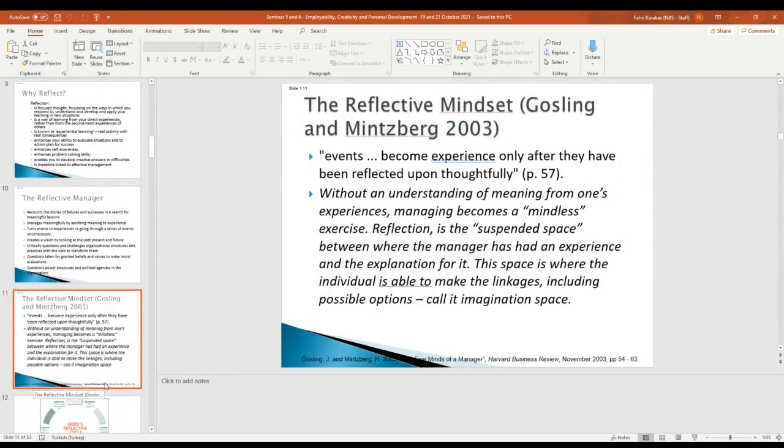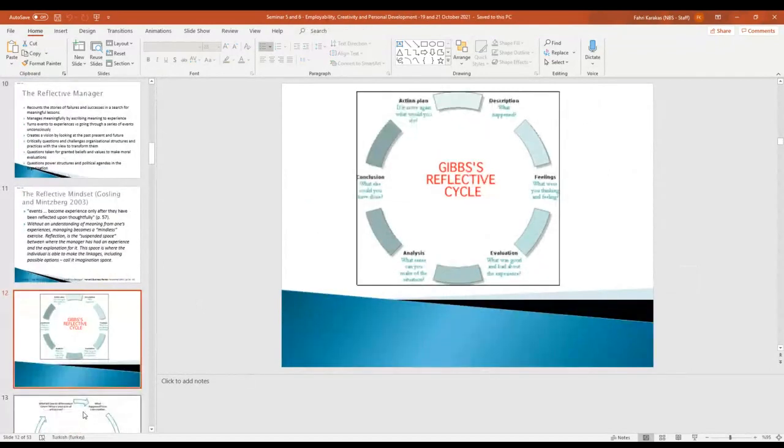Mintzberg and Gosling say, without an understanding of meaning from one's experiences, managing becomes a mindless exercise. So reflection is the suspended space between where you had the experience and the explanation for it. So you have to stop there and form yourself a space where you can make meaning. We call that imagination space, they say, or you can call it reflection.